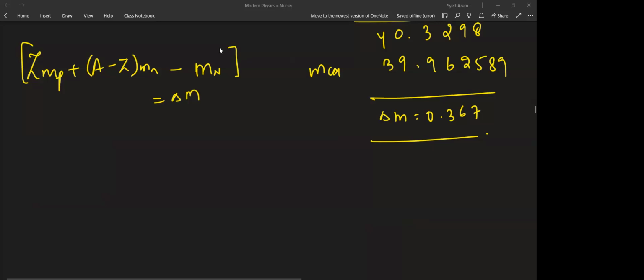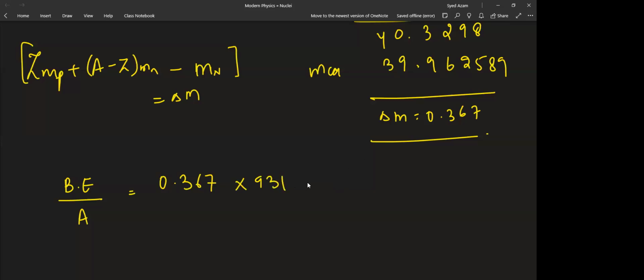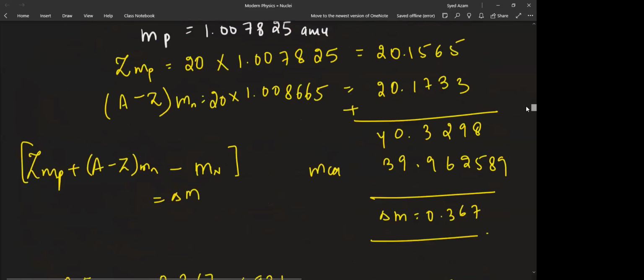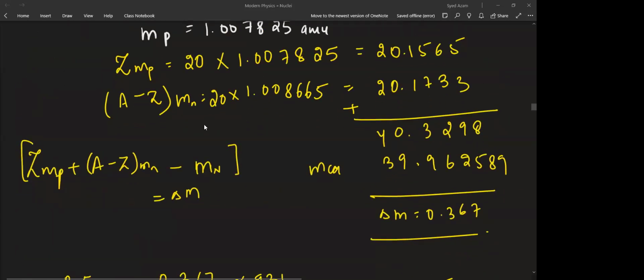Okay, but we have to find the binding energy per nucleon. So for binding energy, the change in mass is 0.367 into 931 mega electron volt. This is how we calculate. Per nucleon, we'll divide it by 40. So the answer will come around 8.541925. Okay, please write this too.